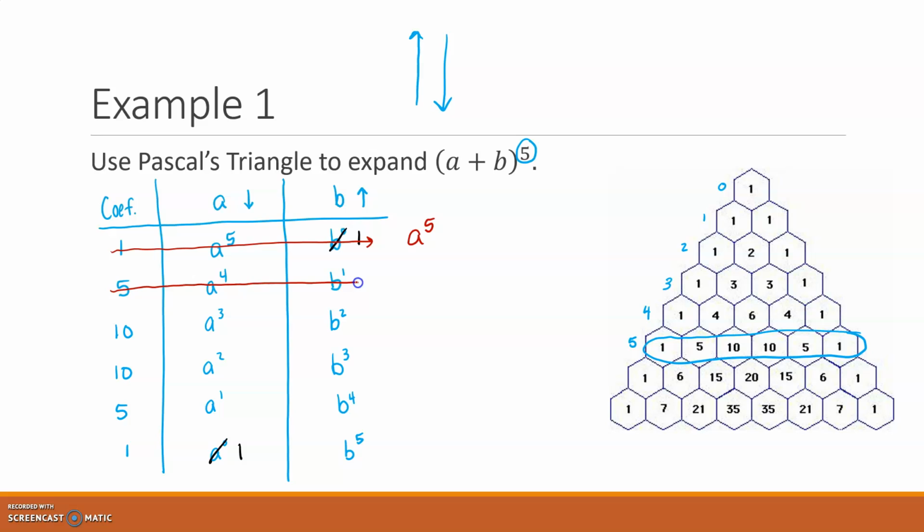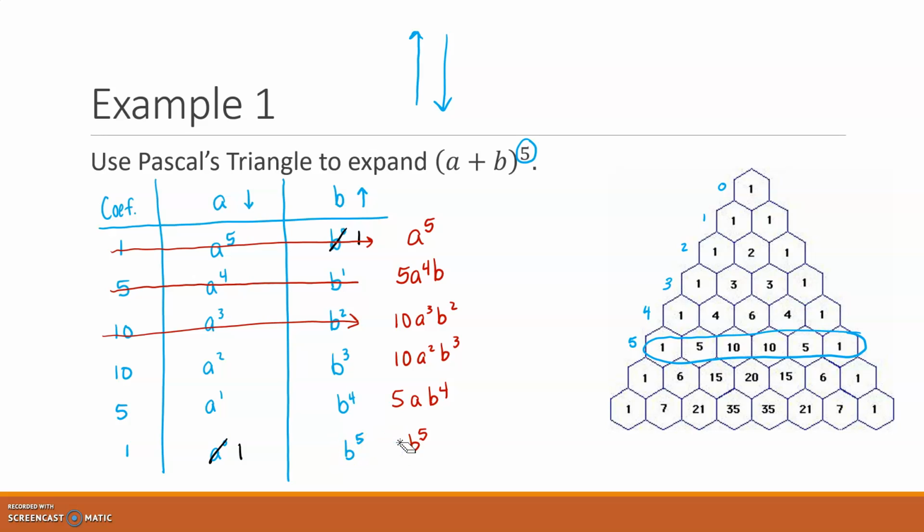5 times a to the 4th times b to the 1st gives me 5a to the 4th b. And I'm going to continue that across. And then I get 10a squared b to the 3rd, 5a b to the 4th, and then 1b to the 5th, or just b to the 5th.